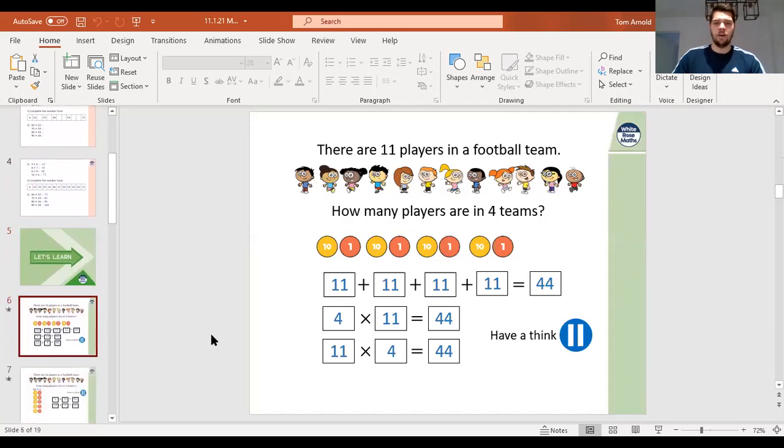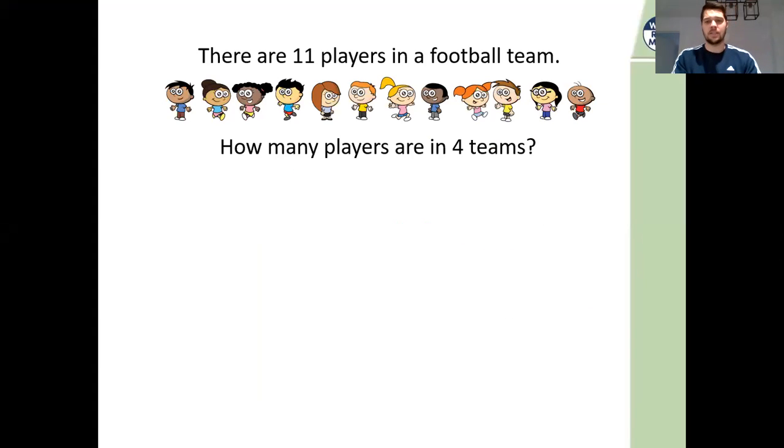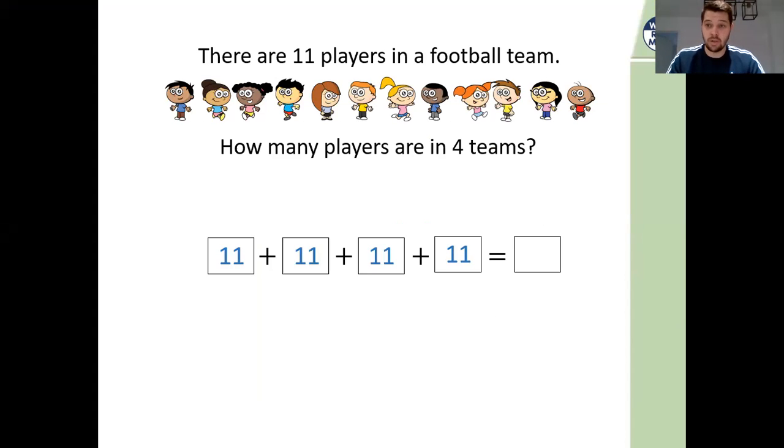Okay, hopefully your brains are now active and ready to go on this Monday morning. So there are 11 players in a football team. How many players are there in 4 teams? Let's break that down a little bit. We could use repeated addition. 11 players, 4 teams. 11 plus 11 plus 11 plus 11.